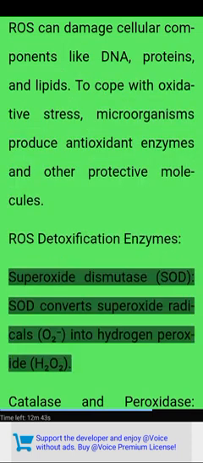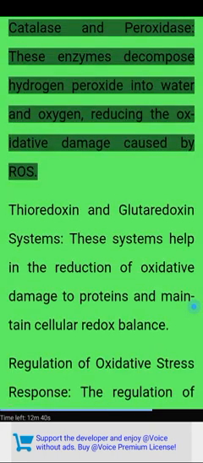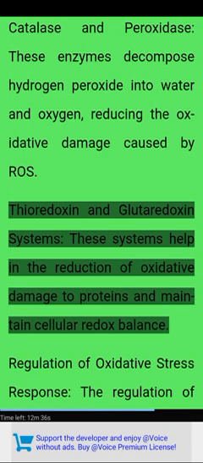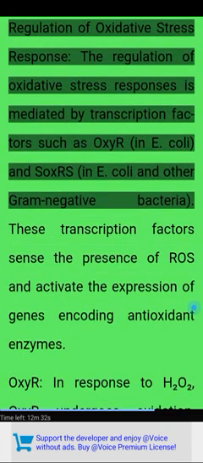ROS detoxification enzymes. Superoxide dismutase (SOD) converts superoxide radicals (O2-) into hydrogen peroxide (H2O2). Catalase and peroxidase. These enzymes decompose hydrogen peroxide into water and oxygen, reducing the oxidative damage caused by ROS. Thioredoxin and glutathione systems. These systems help in the reduction of oxidative damage to proteins and maintain cellular redox balance.